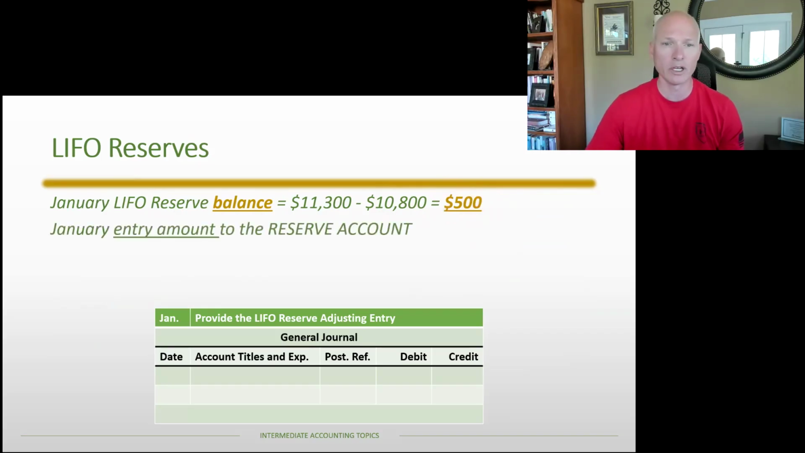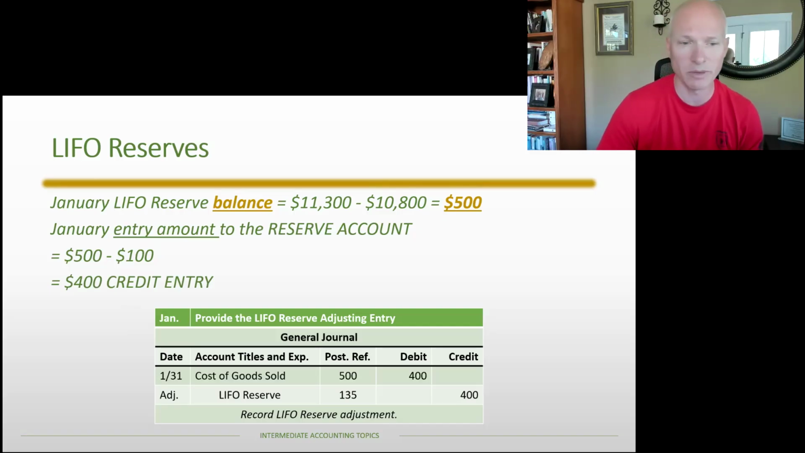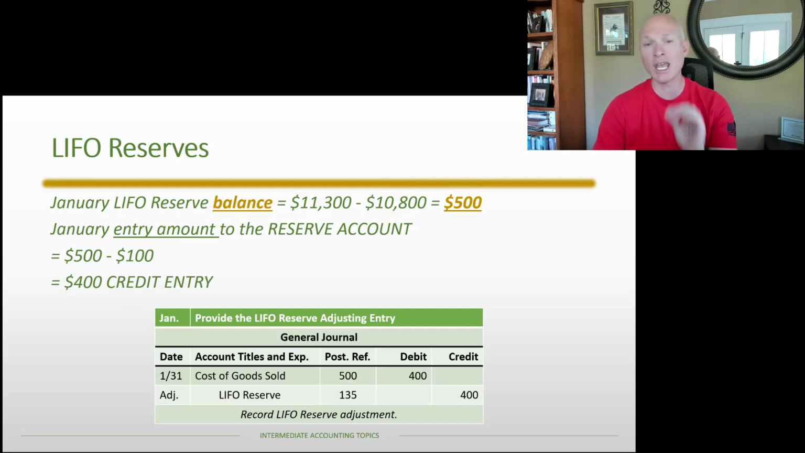And so for the journal entry amount, we have to compare the new balance, $500 credit, to the prior balance of a $100 credit balance. Looking at that difference, we need to credit our LIFO reserve account. It's a contra asset, and that rolls into an adjustment to our cost of goods sold. So we're not changing our inventory account, but we are changing our cost of goods sold.